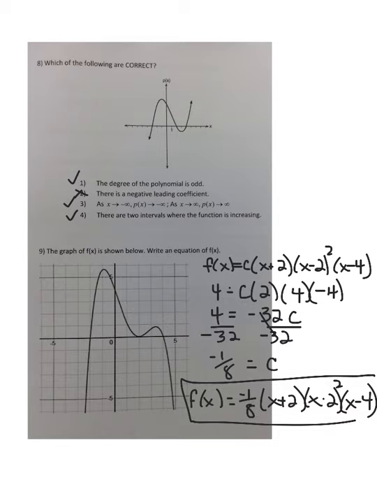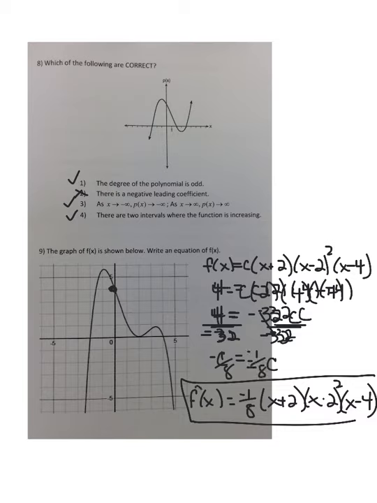Okay, so now here, I would suggest that you put in 0, 4, which is the y-intercept. So we're going to have 4 equals C times 2 times negative 2 squared, which is 4, times negative 4 there. So that's 4 equals negative 32C. Divide out that negative 32. So your C value is going to be negative 1/8.